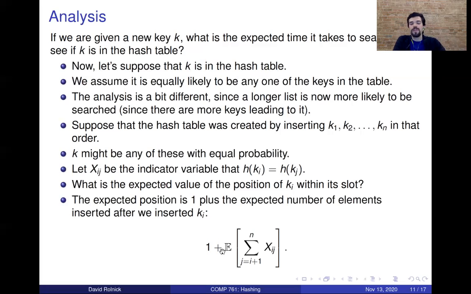Again, this is the number of things that we expected to insert after ki. So ki plus 1 all the way up to kn might collide with ki. If they collide with ki, then they push ki 1 element further along its list. So this is just counting the number of things that we inserted after ki. That's why this sum starts at i plus 1 and goes up to n. The things we inserted after ki could collide with ki. If they collide with ki, then they increase this thing by 1.